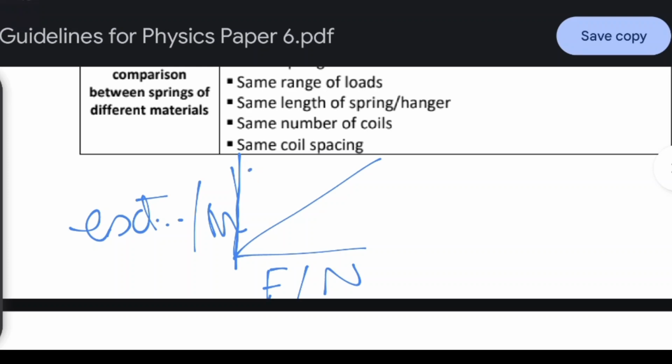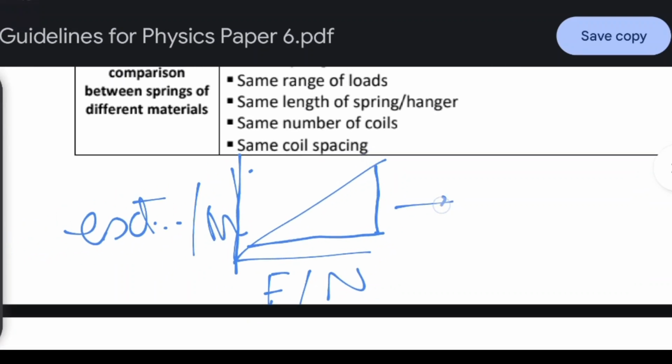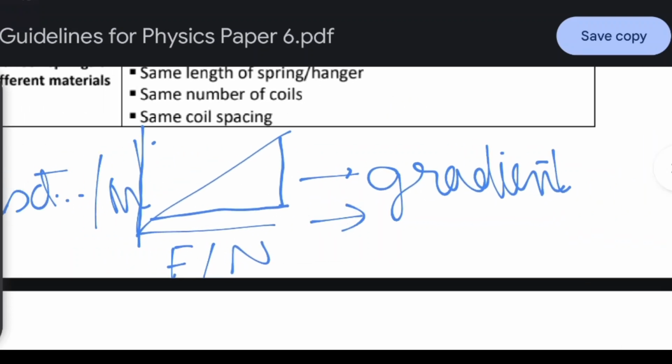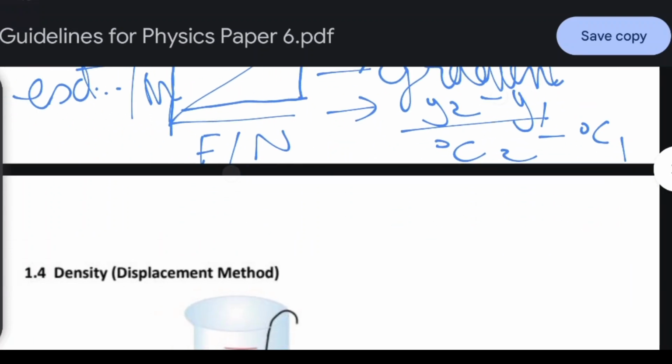For calculating the gradient, you will draw a triangle and draw it as large as possible. We already discussed this in our previous video. Then you will find the gradient. What is the gradient? How do you find it? Please make sure to write this. This is another mark. y2 minus y1 divided by x2 minus x1. Don't just write your final answer. Write this as well.